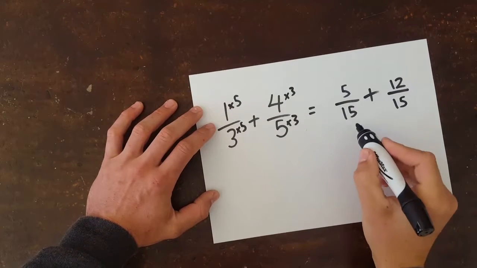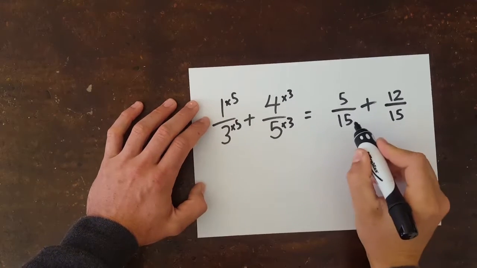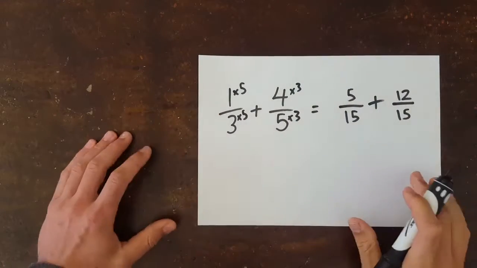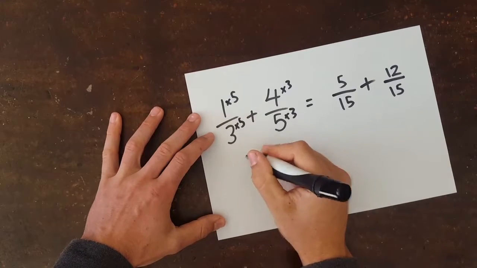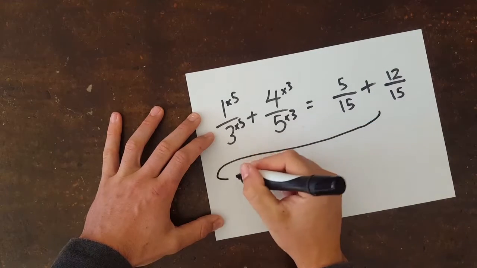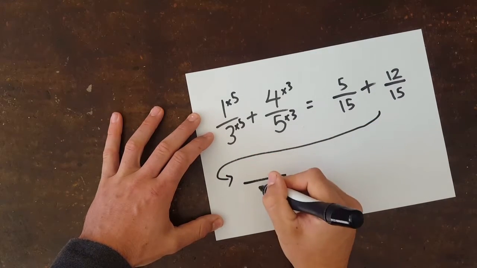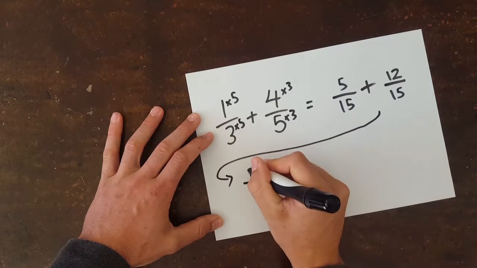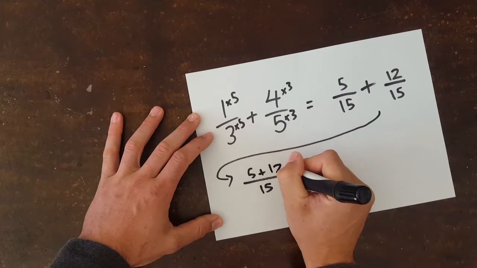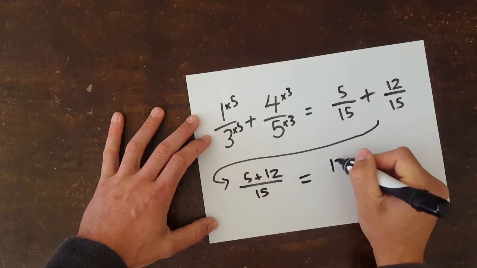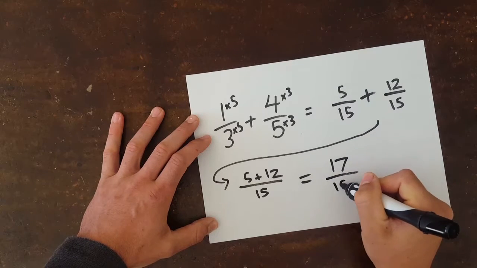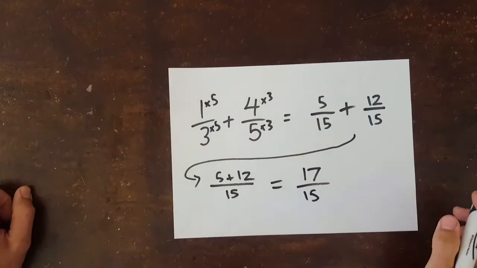Now, as we can see, we have the same denominator. So we have the same pieces in our pie, which is great. That means we can add them together. So we'll bring this down here. We have over 15, we have 5 plus 12. So our answer is 17/15. Thank you.